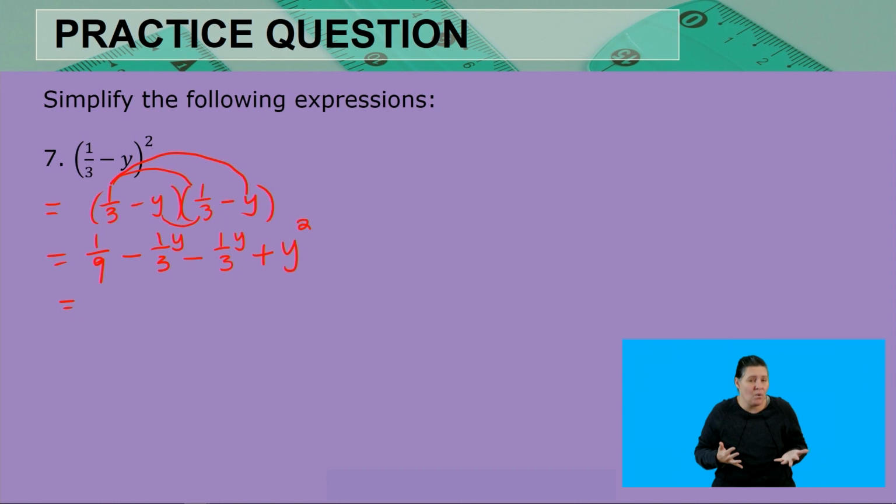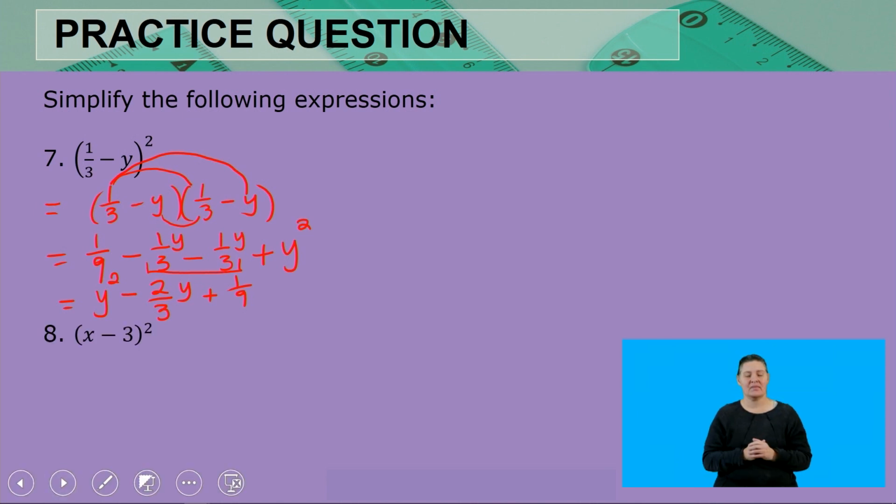How are we going to simplify this? Firstly, let's write it in the correct order, that is y squared. Then we look for the like terms, and the like terms in this case are 1/3 y and 1/3 y. So minus 1/3 y minus 1/3 y. What does that give us? That gives us a minus 2/3 y. And then plus the 1/9. And that's our answer for that expression.